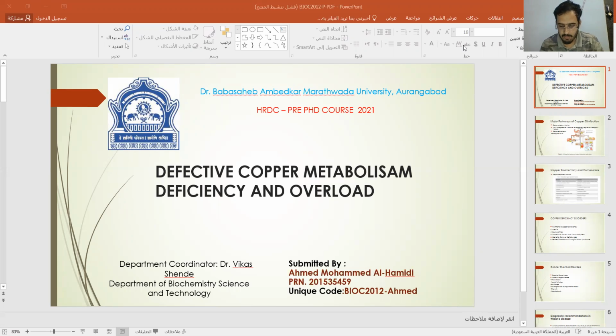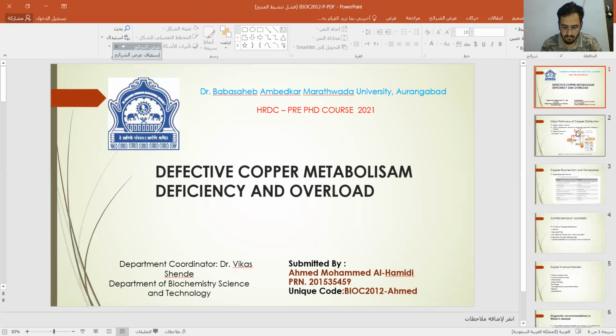First of all, I would like to talk about defective copper metabolism, deficiency, and overload. Copper became widely bioactive about 2 to 3 million years ago, with the advent of an oxygen atmosphere that allowed conversion of copper to more soluble copper ions. Because of the ready conversion between these two oxidative states, copper has become an essential element for all organisms that have oxidative metabolism. In humans, it represents the third most abundant essential transition metal, as a cofactor of several enzymes and as a structural component.